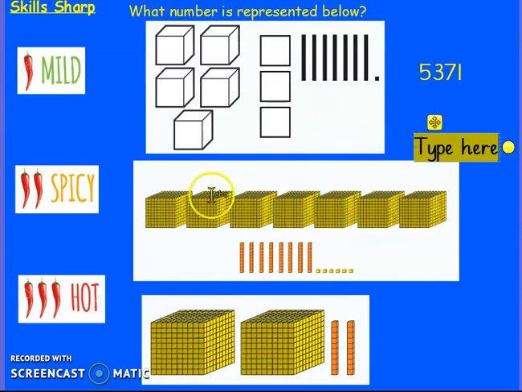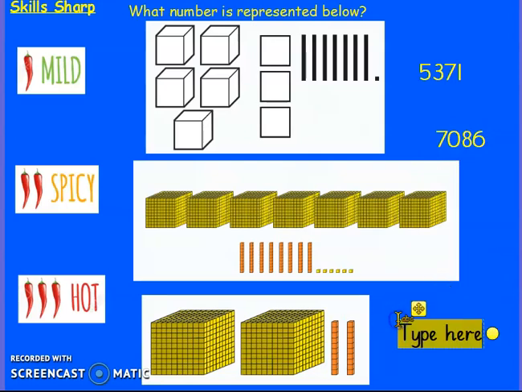Let's have a look at the spicy challenge. We've got, count with me, 1, 2, 3, 4, 5, 6, 7 thousands. Not got any hundreds at all there. We've got 1, 2, 3, 4, 5, 6, 7, 8 tens. And 1, 2, 3, 4, 5, 6 ones. Hope you can see those okay on your screen. Can you read this number with me? 7,086. Well done.